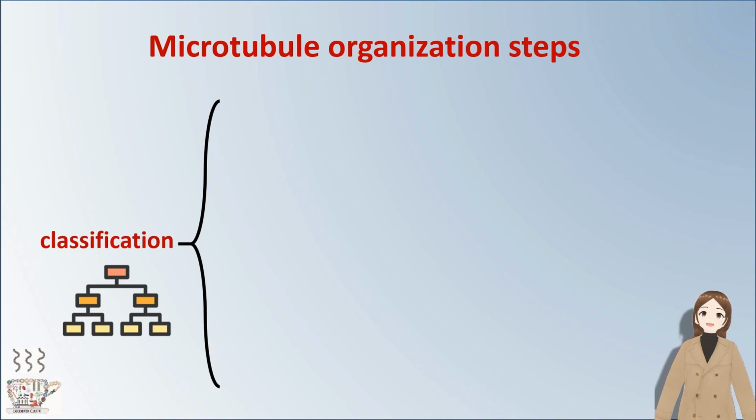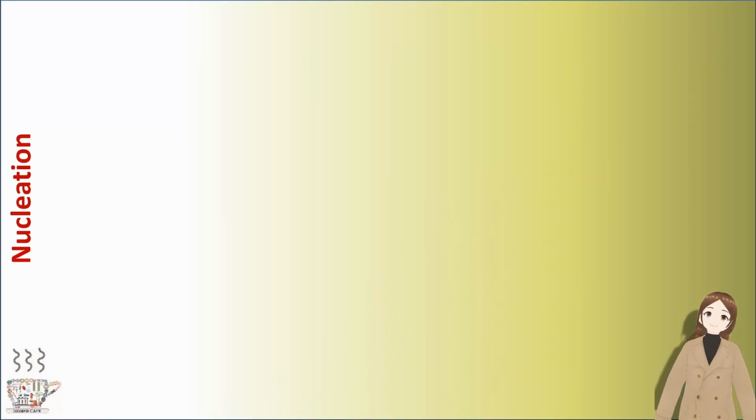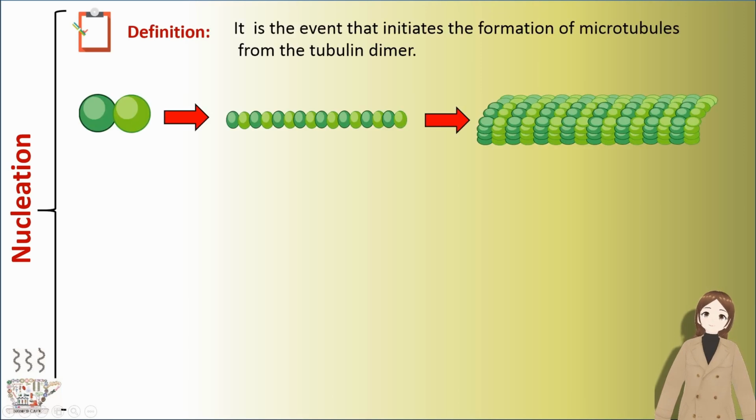Microtubule organization can be divided into 2 steps: nucleation and polymerization. Nucleation. It's the events that initiate the formation of microtubules from the tubulin dimer.